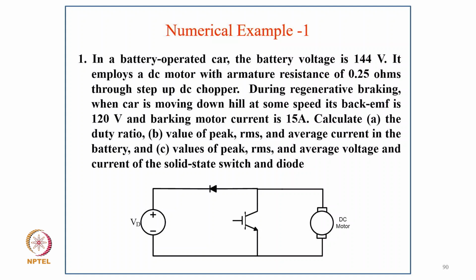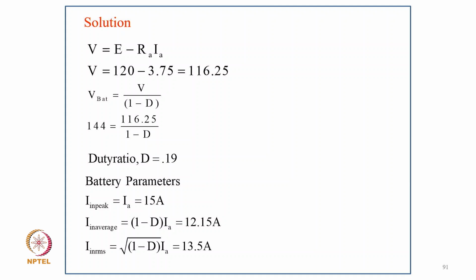Calculate the duty ratio, the value of peak, RMS and average current in the battery, and the value of peak, RMS and average voltage and current of the solid state switch and diode in this typical step-up chopper. V equal to E minus IRA, so V comes putting a value 116.25 volt, and V battery is V upon 1 minus D, so putting the value D comes 0.19. Battery parameters: I in equal to IP equal to 15 ampere, I in average 1 minus D into IA, that's 12.15, I in RMS under root 1 minus D into IA, 13.5 ampere.